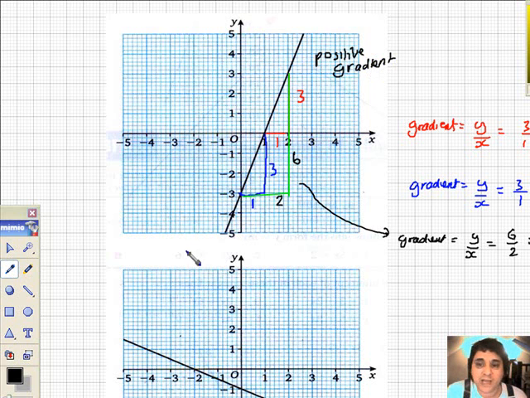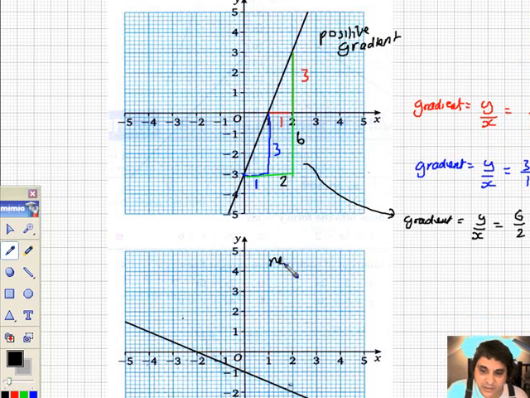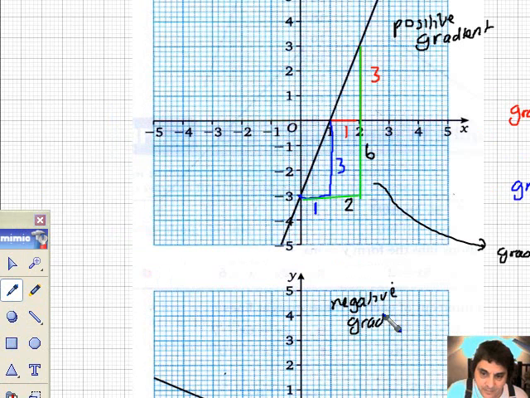I don't know what equation that is. I'm not going to work it out yet. But that's definitely got a positive gradient. It slopes from left to right. And this one has a negative gradient, because it slopes downwards from left to right. This goes up from left to right, okay? So negative gradient. You can tell it just slopes downwards.